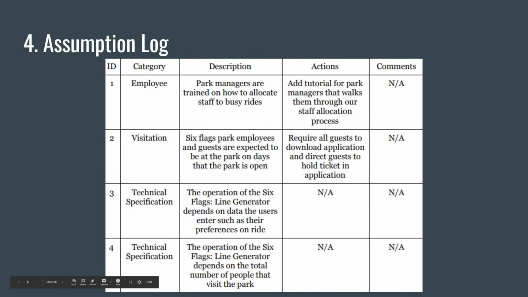And now I'm going to pass it to Seth for the assumption log. Hi there, I'm doing the assumption log. As you can see, these are our assumptions.